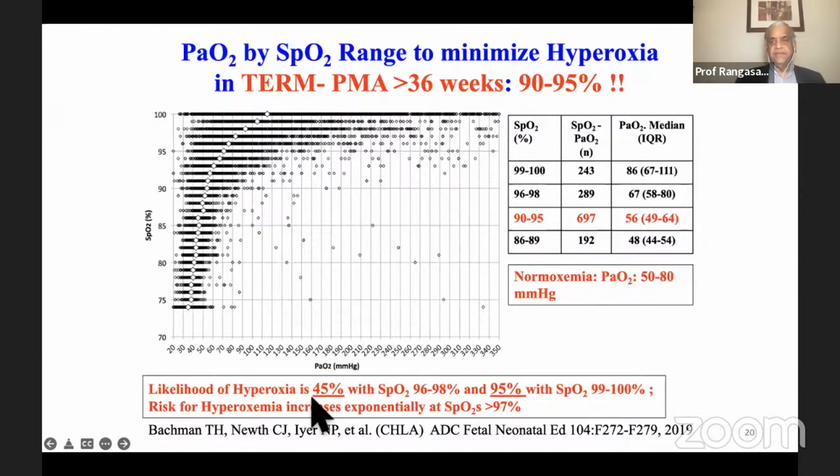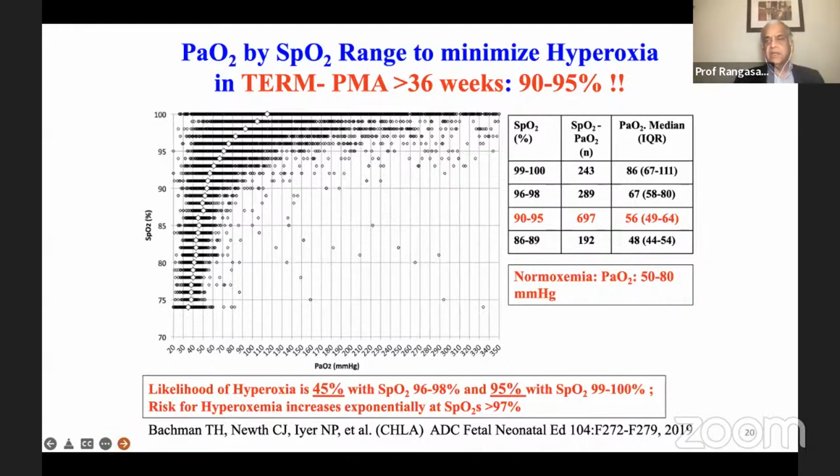Likelihood of hyperoxia is 45% when the saturation is between 96 to 98. Okay, so if it's 97, that baby could be hyperoxic. 95% when the saturation is 99 to 100. Because of the shape of the oxygen dissociation curve, risk for hyperoxemia increases exponentially when the saturation is more than 97. Same thing happens exponentially when the saturation is too low, below 80. Babies could be at very high risk for hypoxemia. So at 86 to 89, you still have PaO2 around 50.